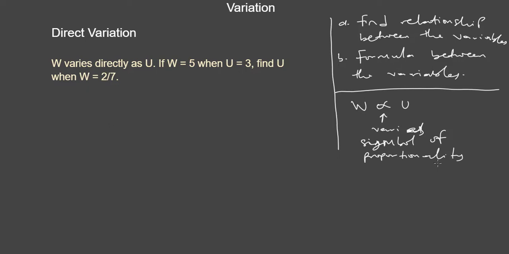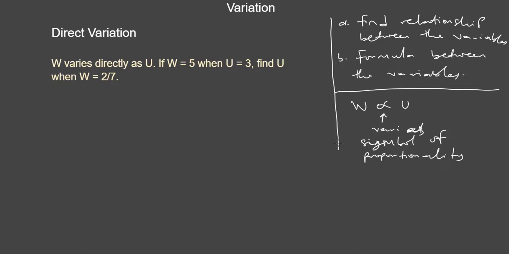So what this means is you're not going to use equal to indicate how one thing varies with another. You just use this symbol which represents varies, or it's also a sign or symbol of proportionality. So this is how you interpret a direct variation. You just say W varies directly as U, and that's it.